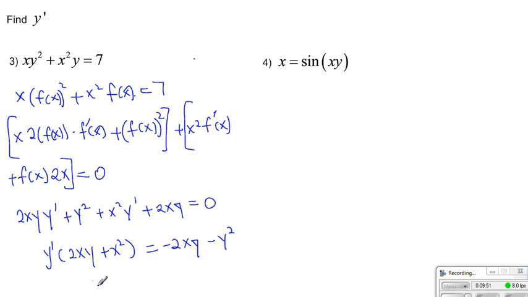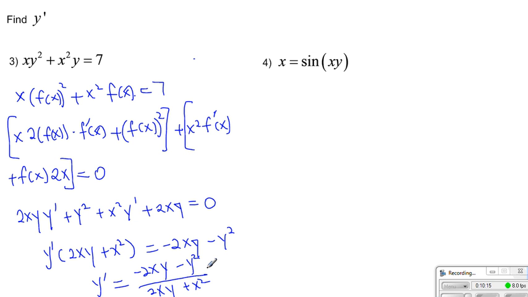Now, of course, y prime is equal to, we just have to divide this one by the other one. So we have negative 2xy minus y squared all over positive 2xy plus x squared. Now that becomes our final answer.